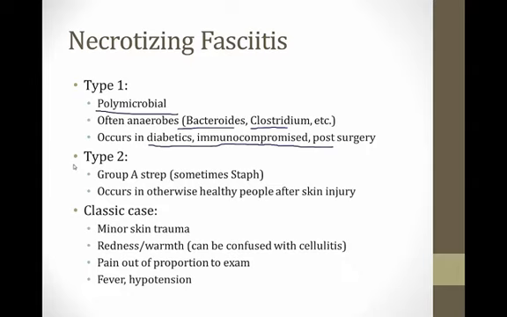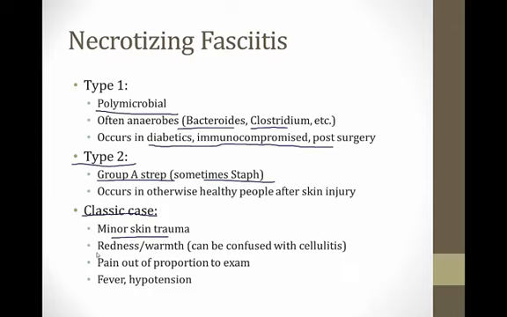The type that everyone fears is the type 2. That's what's caused by group A strep or strep pyogenes. It's also sometimes caused by staph, and this one occurs in otherwise healthy people after a skin injury, sometimes a minor skin injury. So the classic case for strep pyogenes necrotizing fasciitis is someone who has a minor skin trauma. Often it's a biker who has a fall or someone who's been hiking in the mountains.